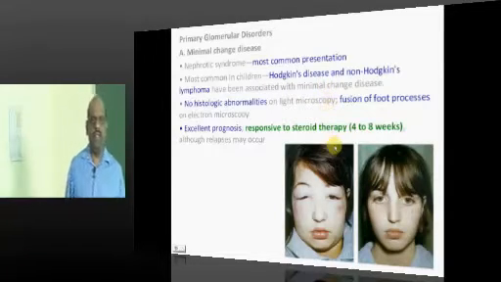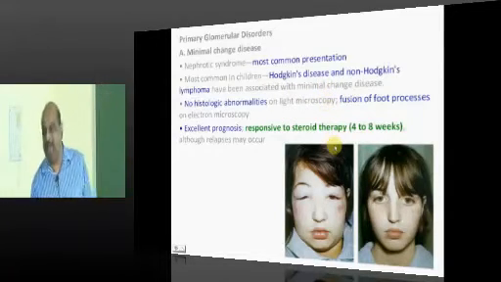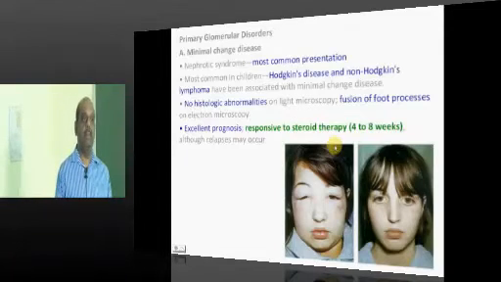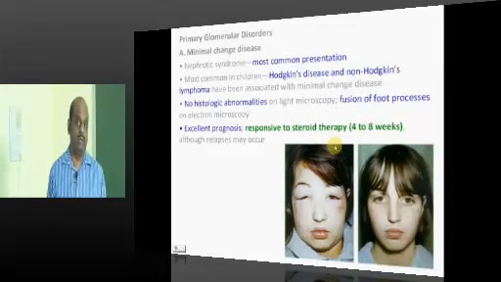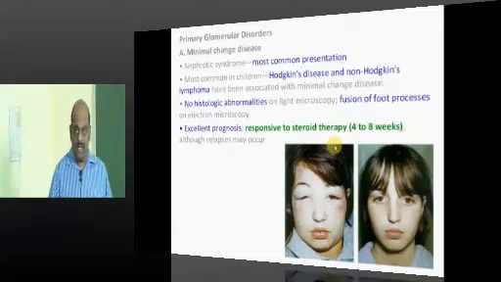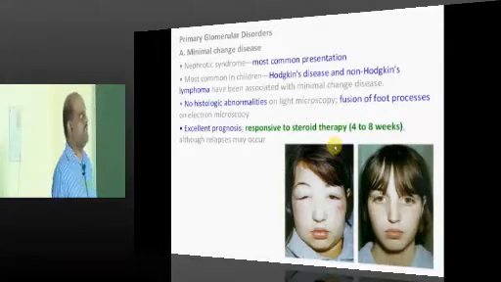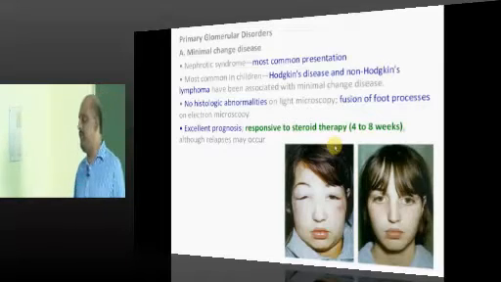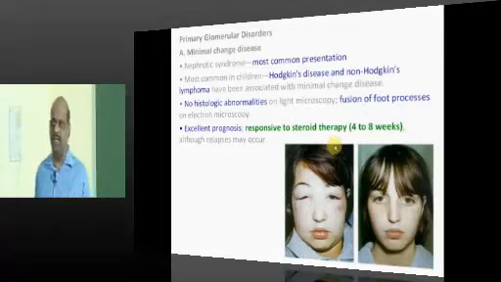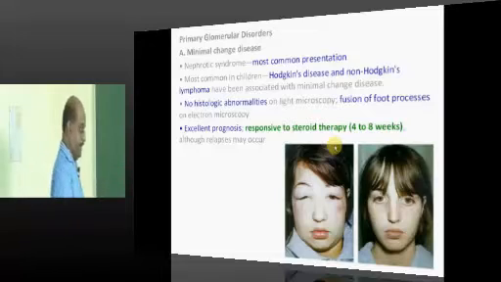Minimal change disease need not always be idiopathic. Even people who have Hodgkin's lymphoma, their kidneys can react with minimal change disease and can lead to the development of a nephrotic syndrome-like presentation, which needs to be remembered.